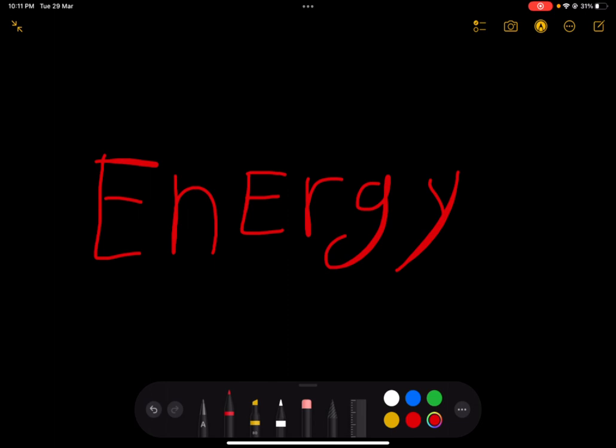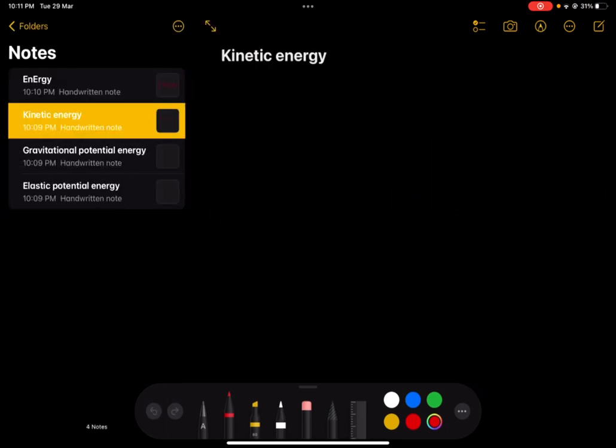Then you have potential energy, which is the storage of energy, storing energy. But in potential energy, we have two types: gravitational potential energy, which is using gravity, and elastic potential energy, which is mainly used with an elastic like a spring or elastic band. So let's start with kinetic energy.